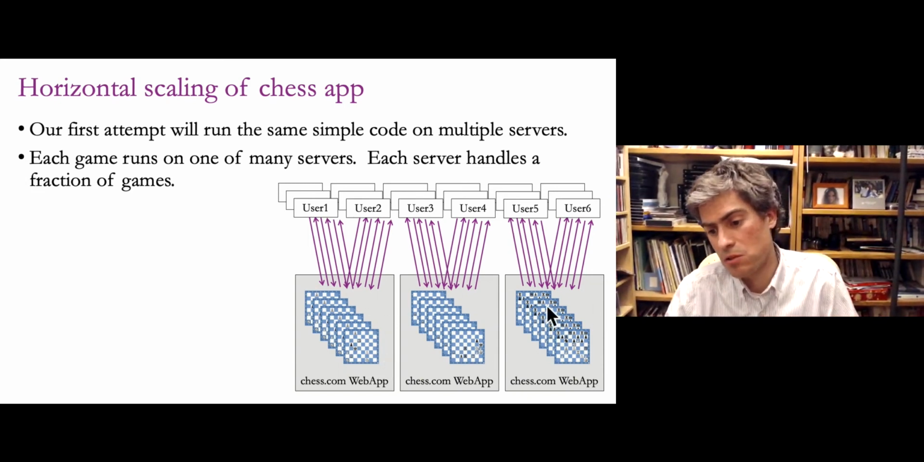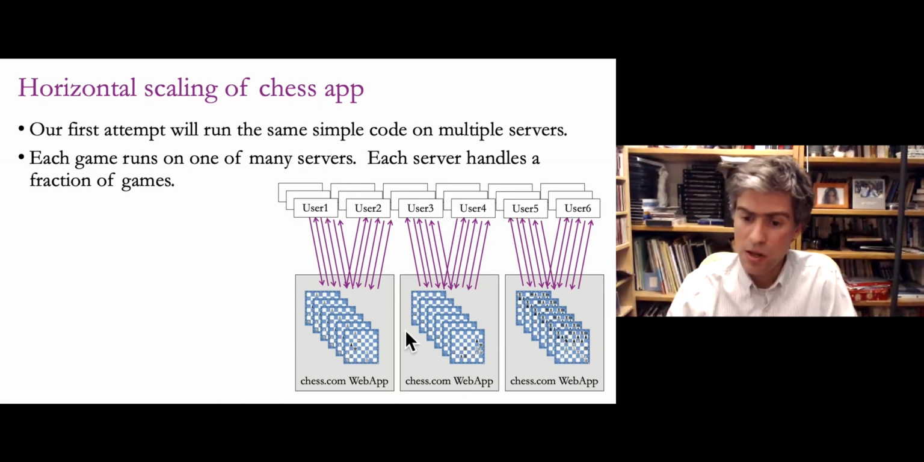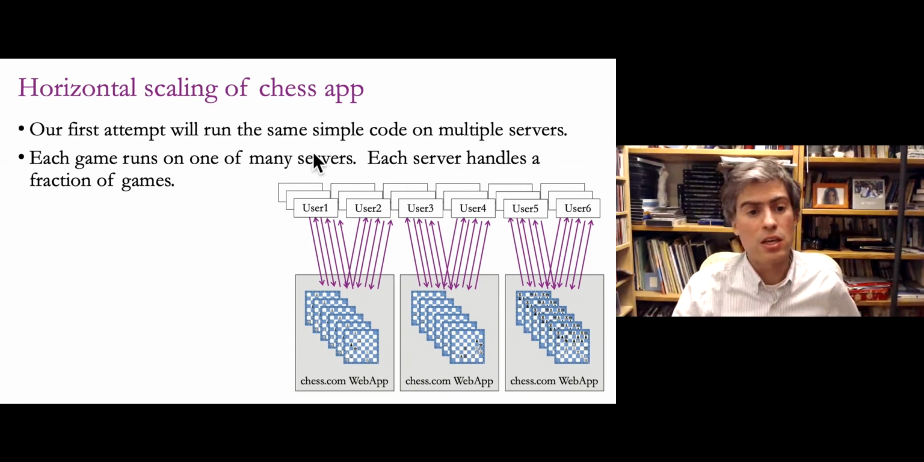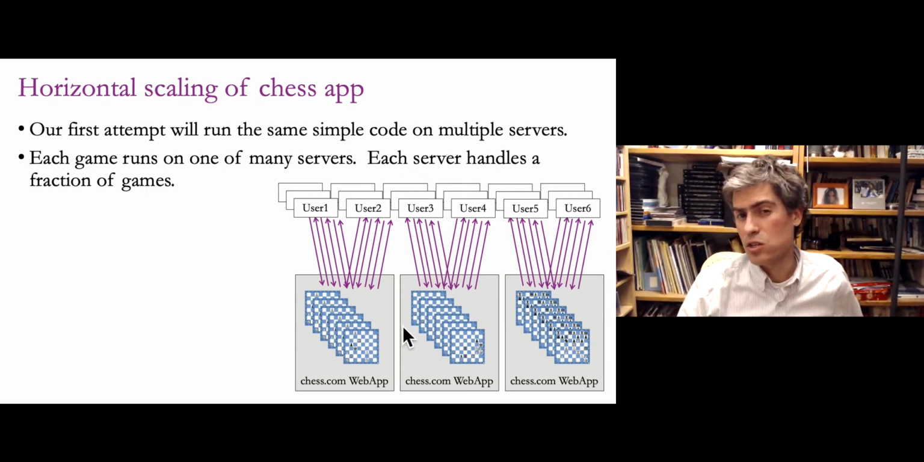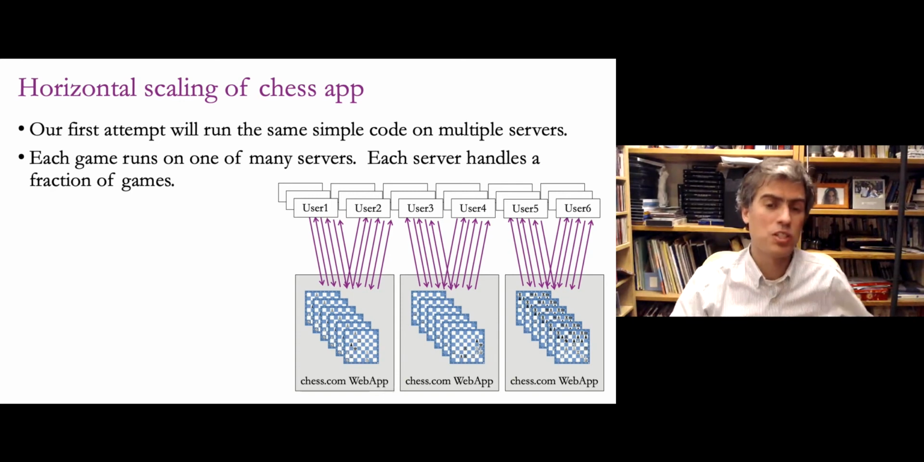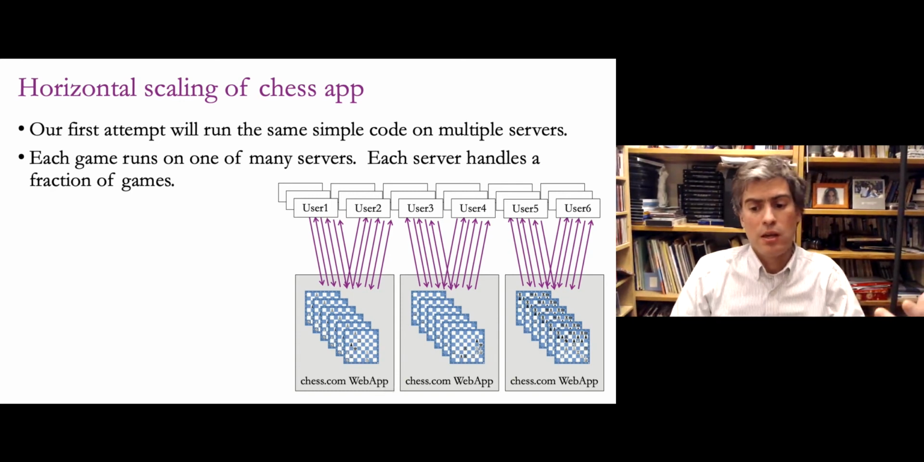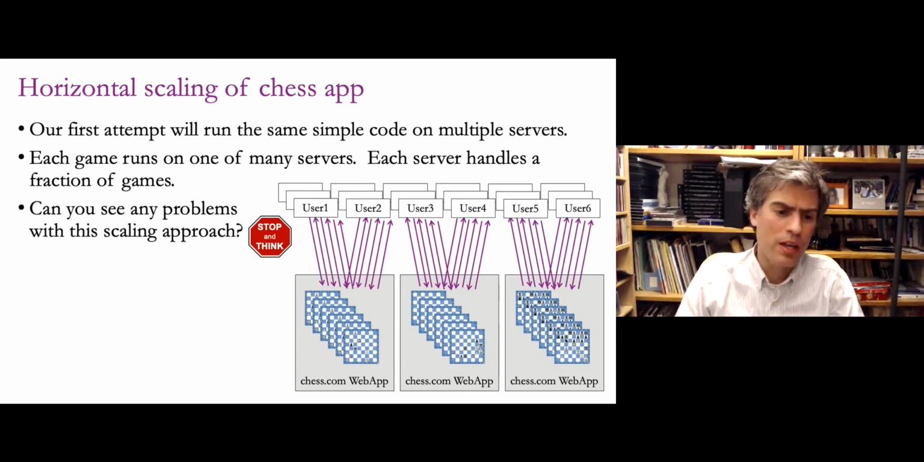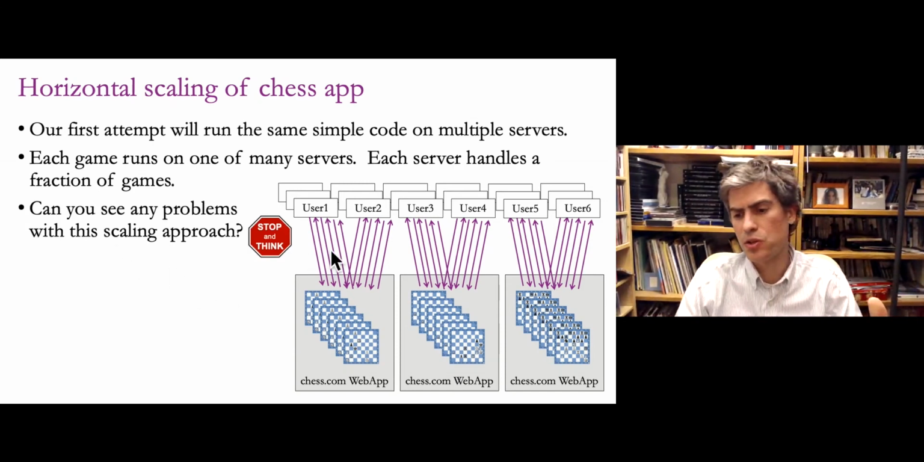Okay, and there also are games stored on all the different servers. By having multiple servers, of course, we can handle more load. We can handle an arbitrary amount of load. But the tricky thing is that each game runs on just one of the servers, so you have to know which server to connect to play a particular game. And once you connect and start playing, you have to continue connecting to the same machine. Okay, so do you see any problems with this approach?